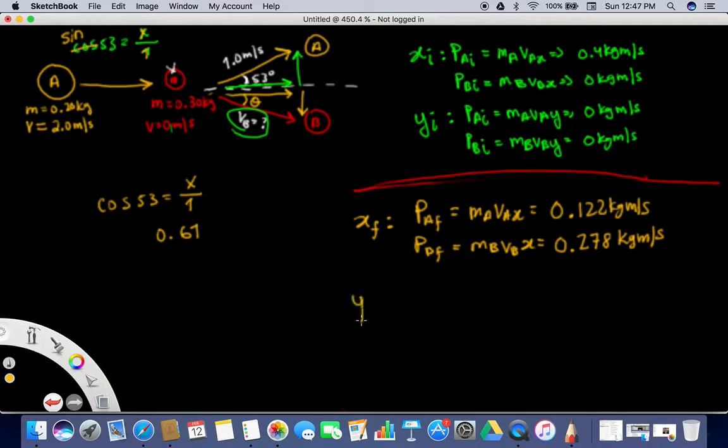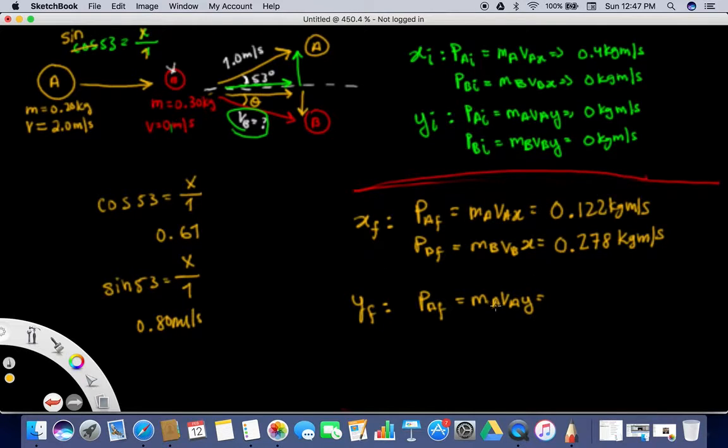Let's move on to our y component. We have to find the momentum of ball A in the y component. That's the mass of ball A times the velocity of ball A in the y component. We see that the y component, the vertical component, is going to be this upwards looking green arrow. Because we know that that's going to be opposite over the hypotenuse, we can use the trig function sine of 53 equals x over 1. So essentially, we're just doing sine of 53, which is about 0.80 meters per second.